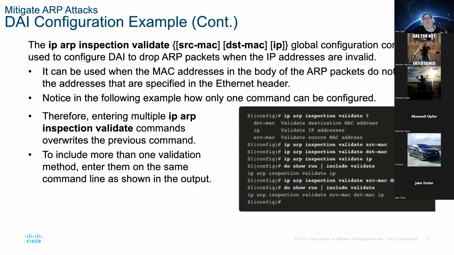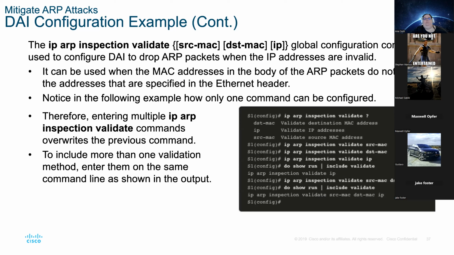The ip arp inspection validate global configuration command is used to configure DAI to drop ARP packets when the IP addresses are invalid. It can be used when MAC addresses in the body of ARP packets do not match the addresses that are specified in the Ethernet header.